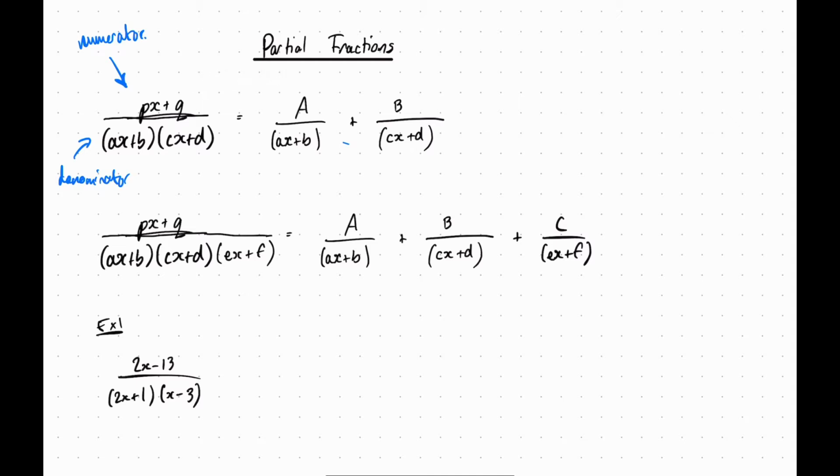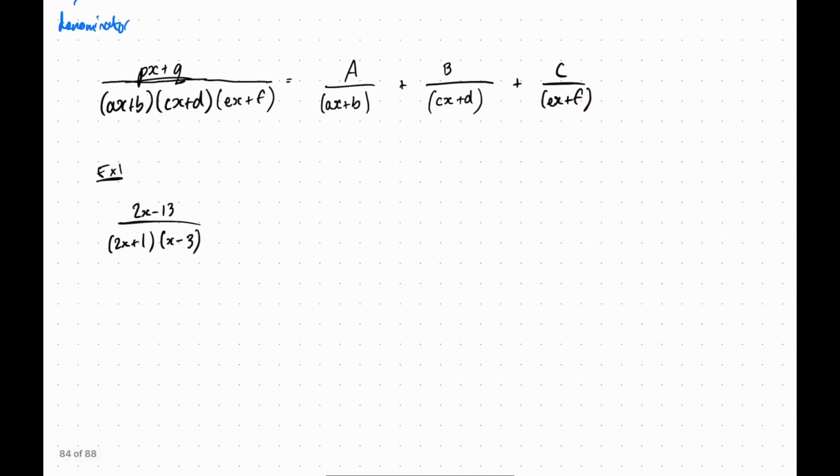So, to put it into an actual question context, if you've got (2x minus 13) over (2x plus 1)(x minus 3), that can be rewritten as something you don't know, A, over 2x plus 1, plus something, B, over x minus 3. Is that okay? The purpose of partial fractions is to then work out what A and B are.